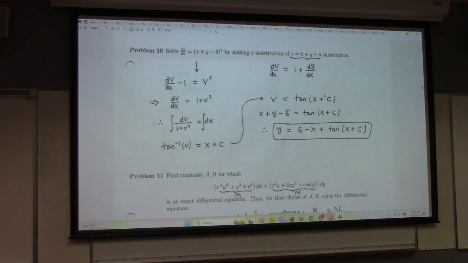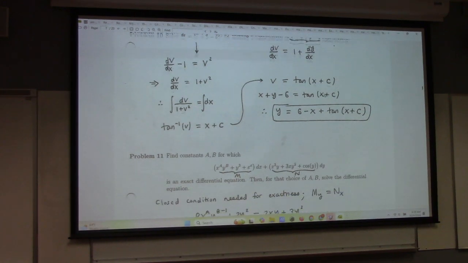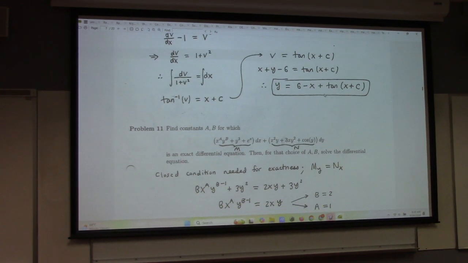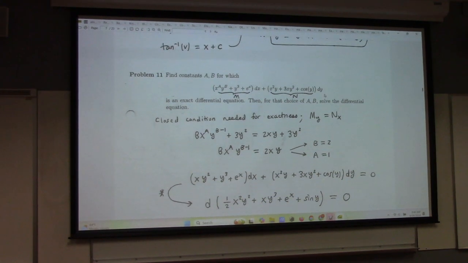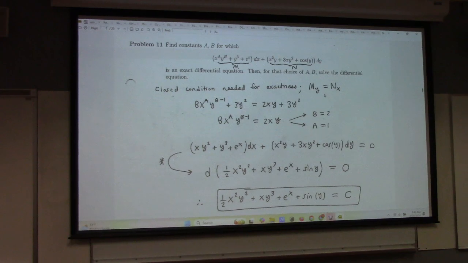And don't forget, with a substitution problem, you do want to change the answer back to the form in terms of y and x, right? It may or may not be possible to solve for y, but you do want to change back to the form y and x.